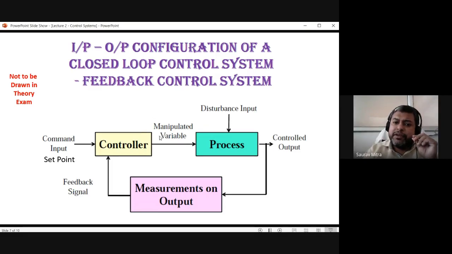By the way, this is called a feedback control system. This is called a closed loop control system, and this is called the analog feedback closed loop control system. So if they ask about an analog control system, a closed loop control system, or a feedback control system, what diagram is to be drawn in the theory exam, I will show you in the next slide.